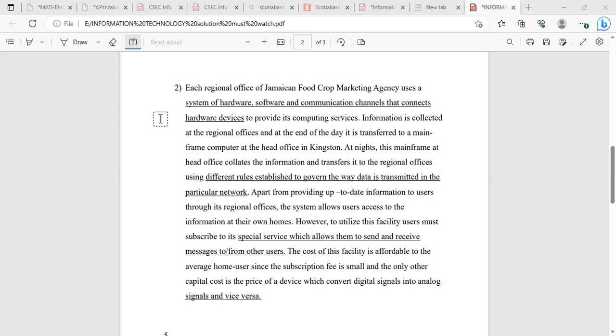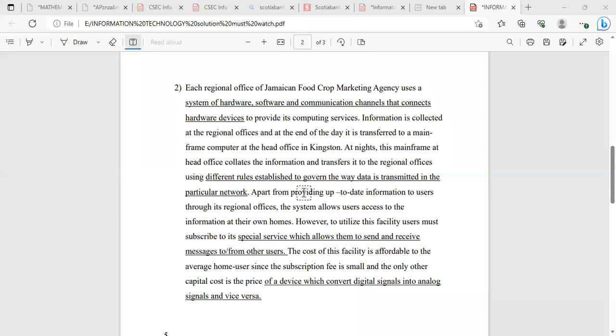Apart from providing up-to-date information to the users through the regional offices, the system allows users to access information at their own homes. However, to utilize this facility, users must subscribe to its special services.